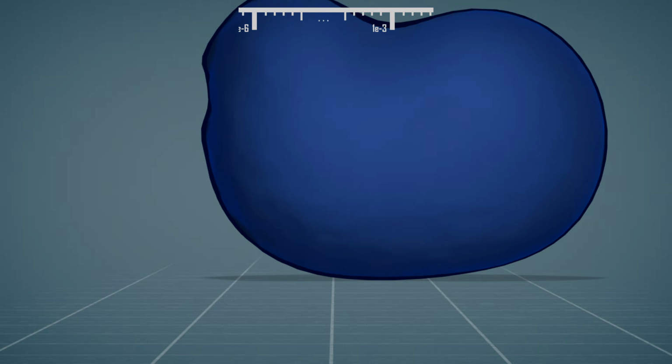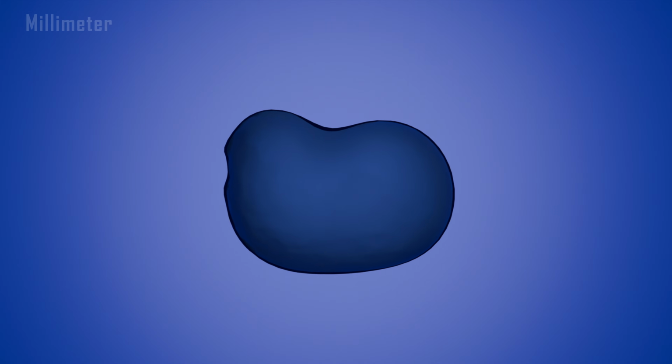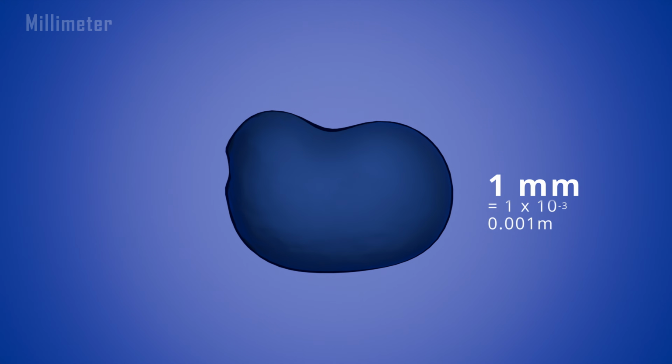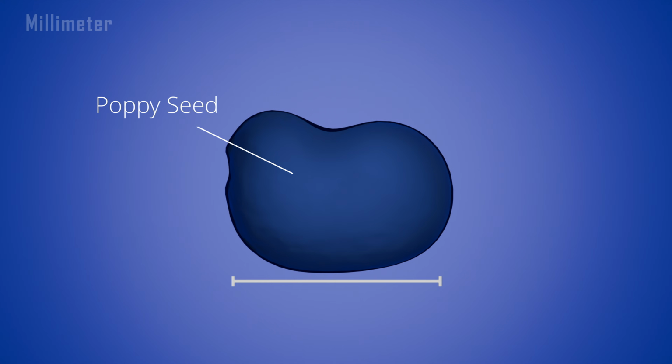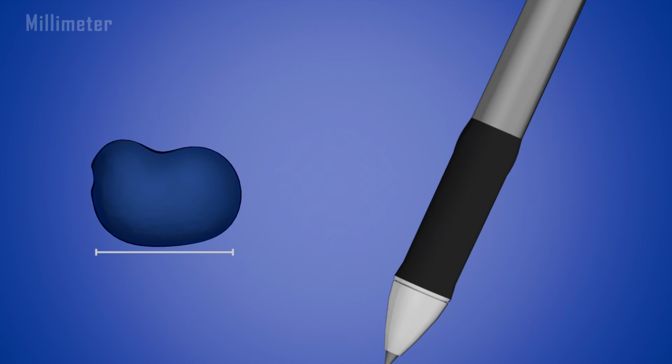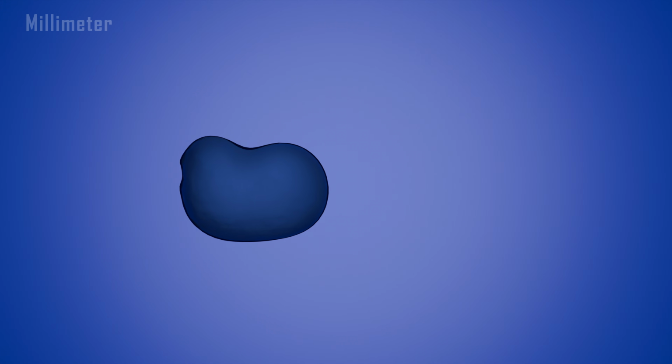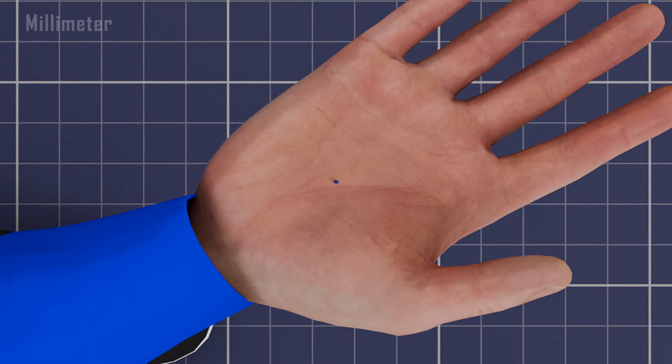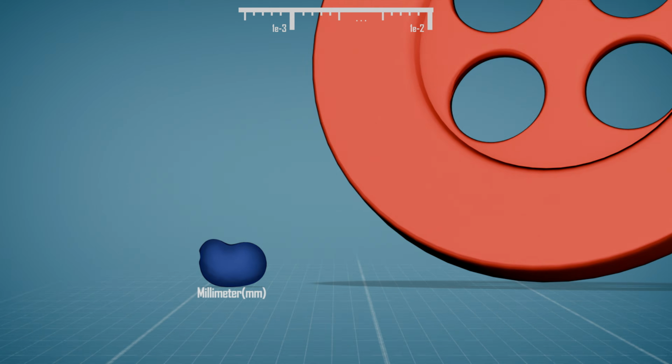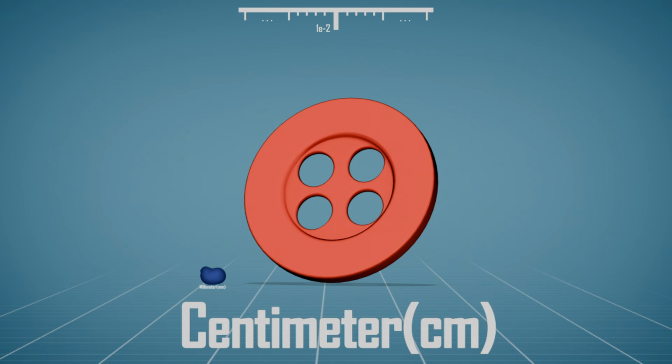Our last unit in this section is millimeter. 1 millimeter is 1,000th of a meter. It is roughly the size of a poppy seed, or more vividly, the width of a ballpoint pen's tip, which is about this size. Moving into more everyday units, there is centimeter.